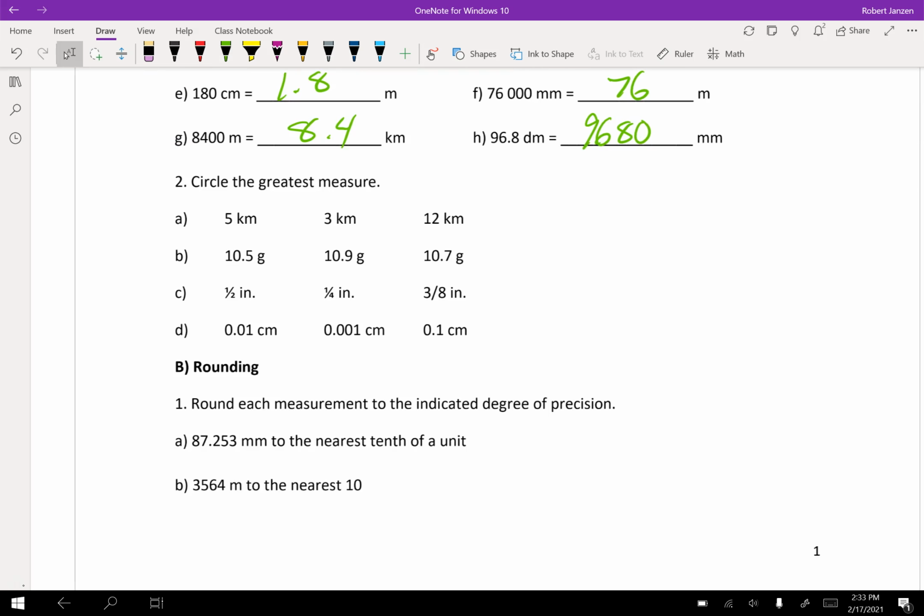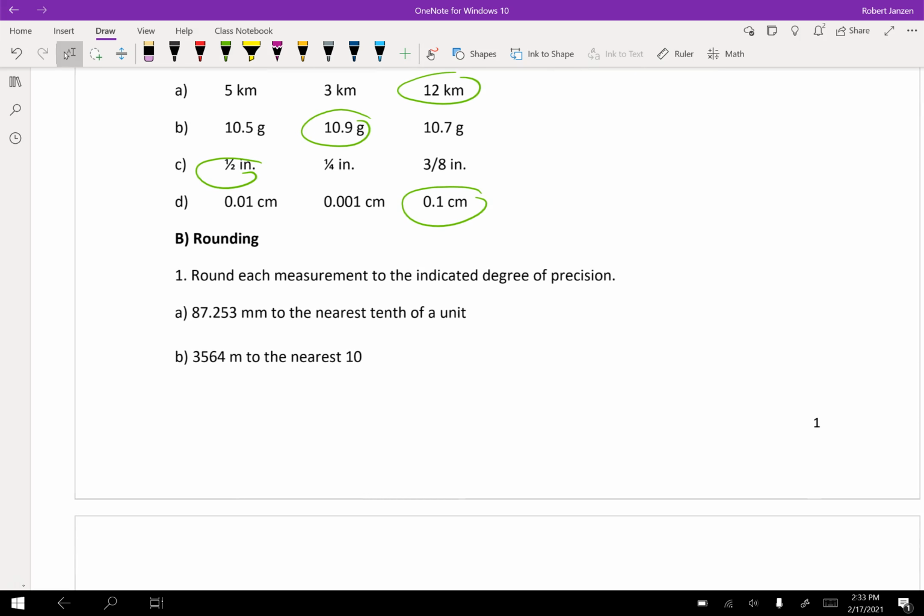All right. Number 2, circle the greatest measure. So out of these 3, 12 kilometers is the biggest. 10.9 grams is the biggest. Half inch is the biggest. And decimal 1 centimeters is the biggest.